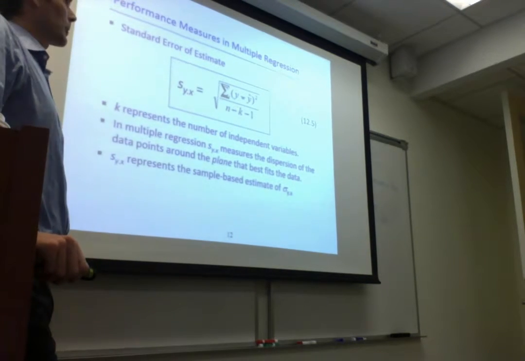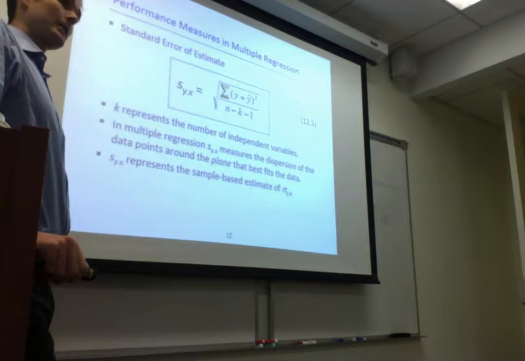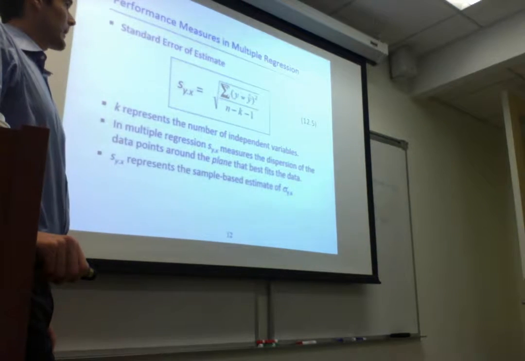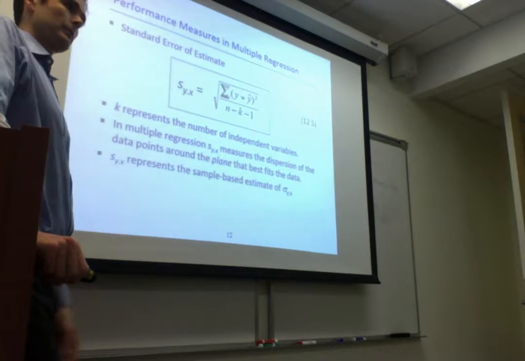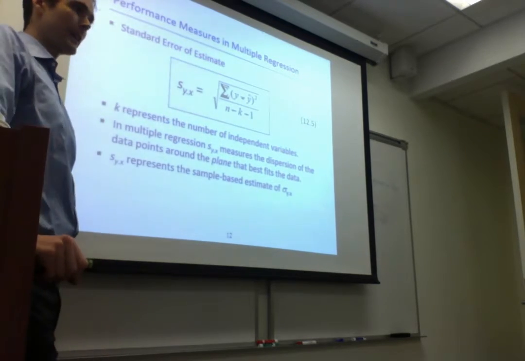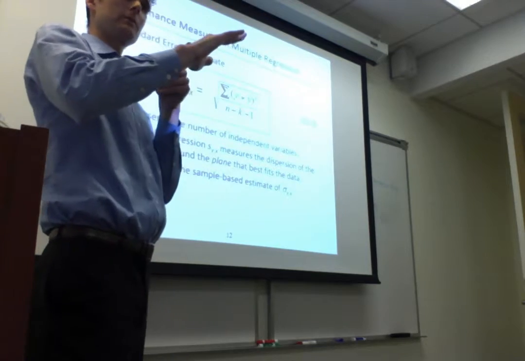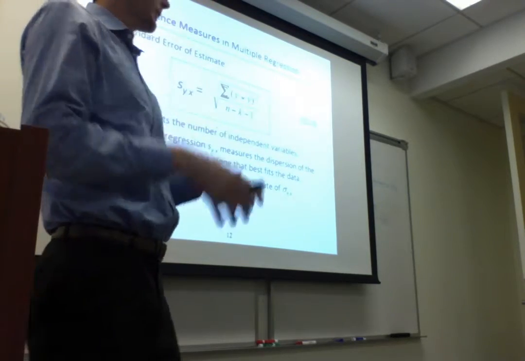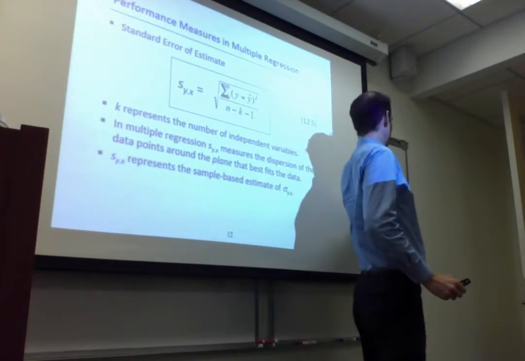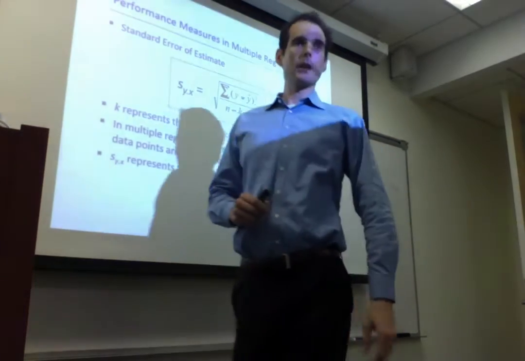Just like we had a standard error of the estimate last time, we have a standard error of the estimate this time. This is, as Carlos explained, the variation around the line of best fit. Do not confuse that with the standard error of our intercept and our slope. That's something else.